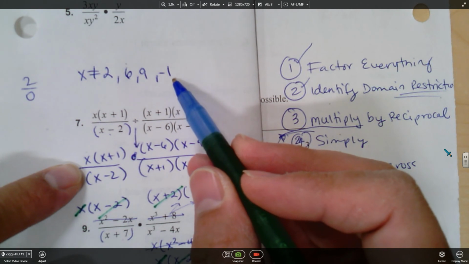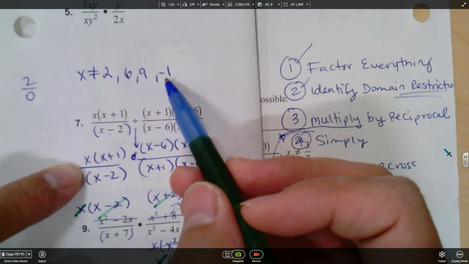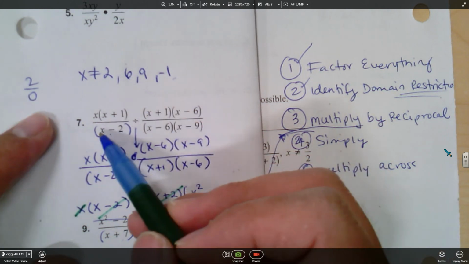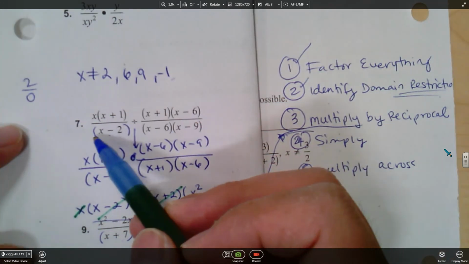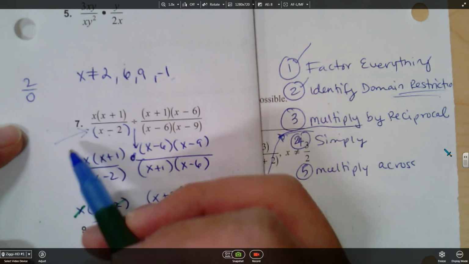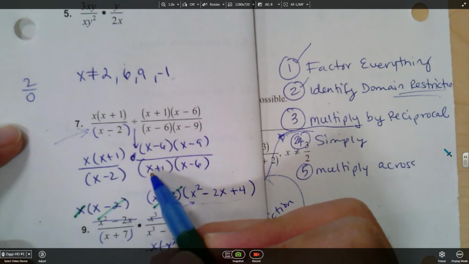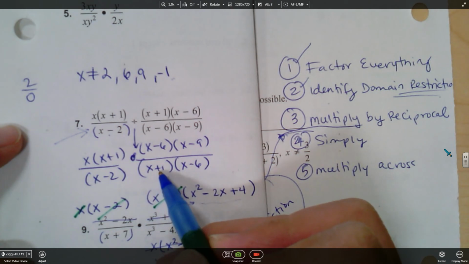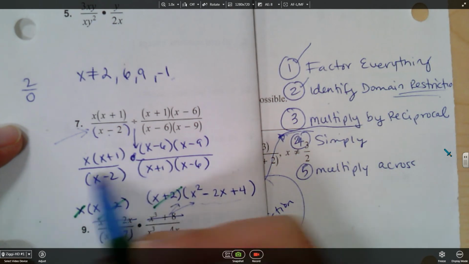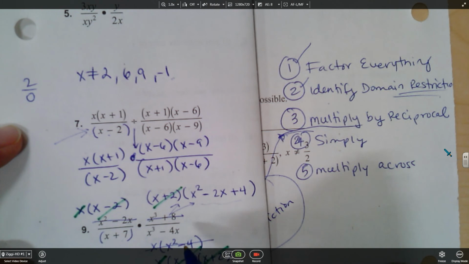So what makes the restriction? The restriction is just based on the definition of a rational expression. You cannot have 0. You can't have x's that make the bottom 0. When you put a -1 here, it will 0 this, and it will 0 everything. Anything that makes the denominator 0 cannot be used.